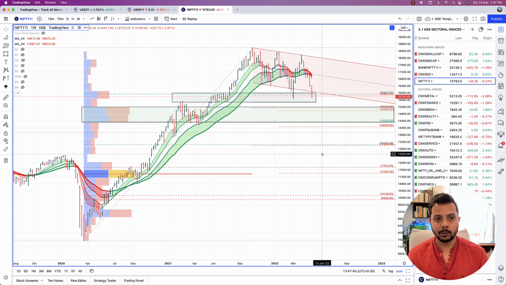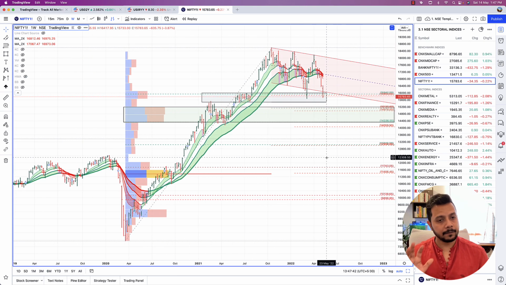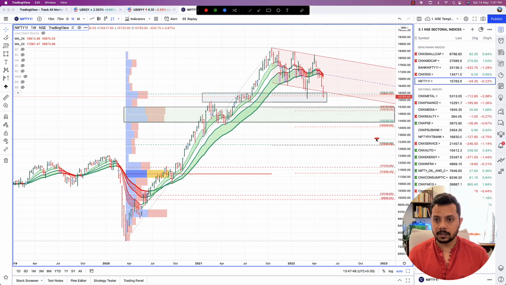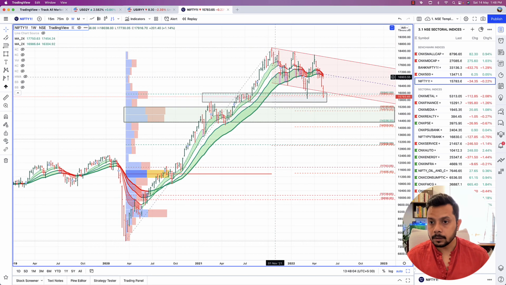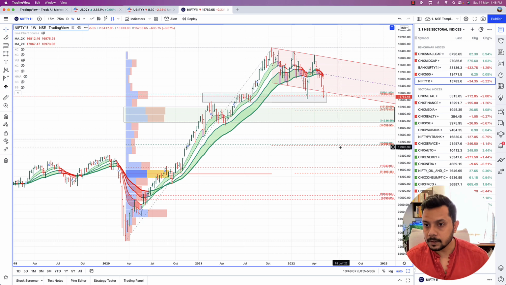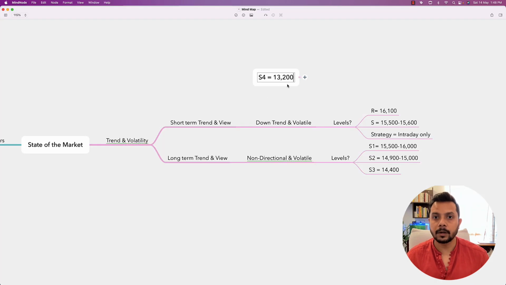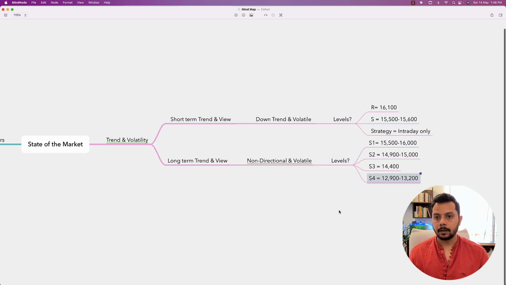All that we are doing is some preparation work. I feel the worst case scenario, the extension of this correction to its worst stage, can bring us to 13,200, where I have a beautiful confluence of two Fibonacci projections. So 13,200. I'll keep it till S4, and let's take a look at which one is possible. A little below 13,200 is 12,900, 13,100. So let's say 12,900 to 13,200. Okay, done.